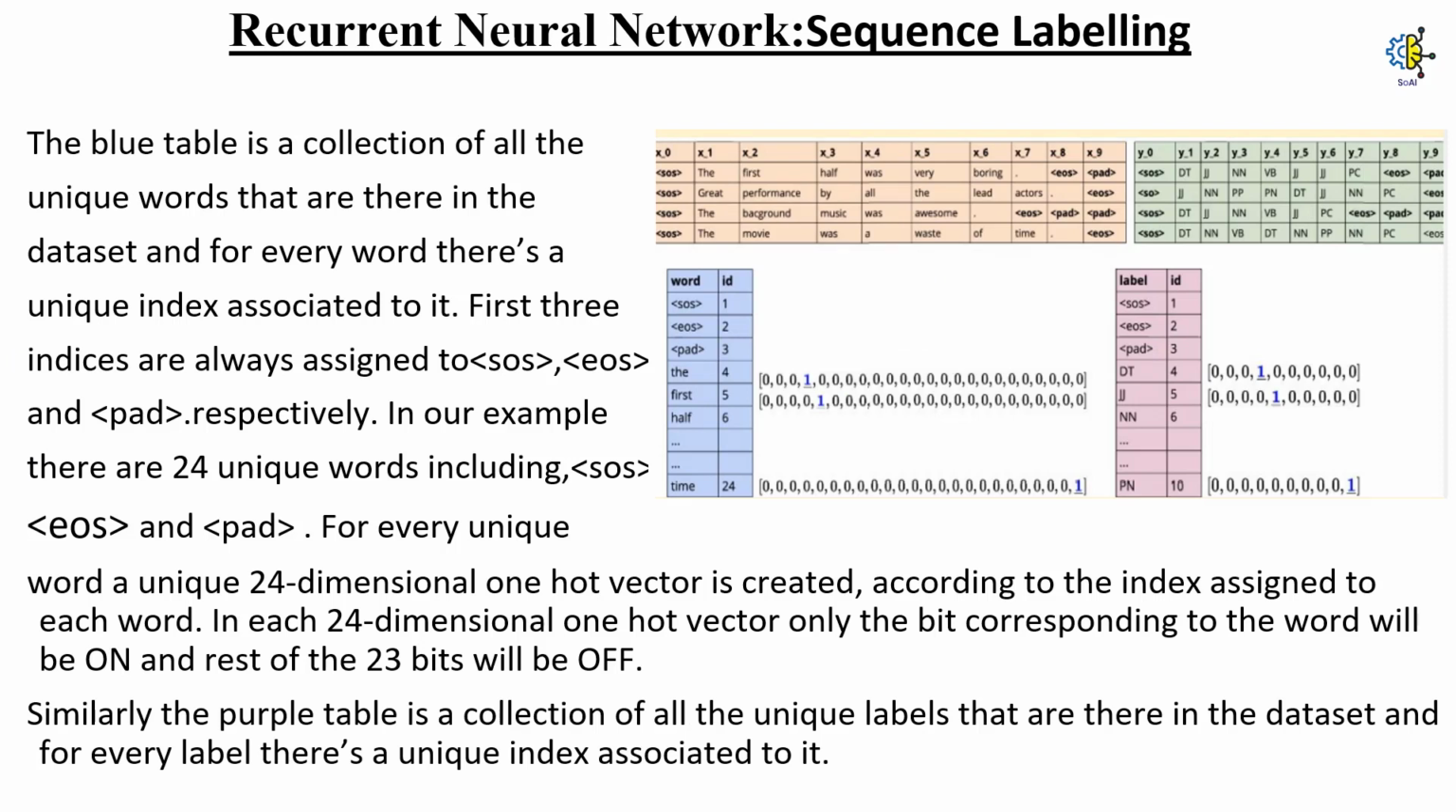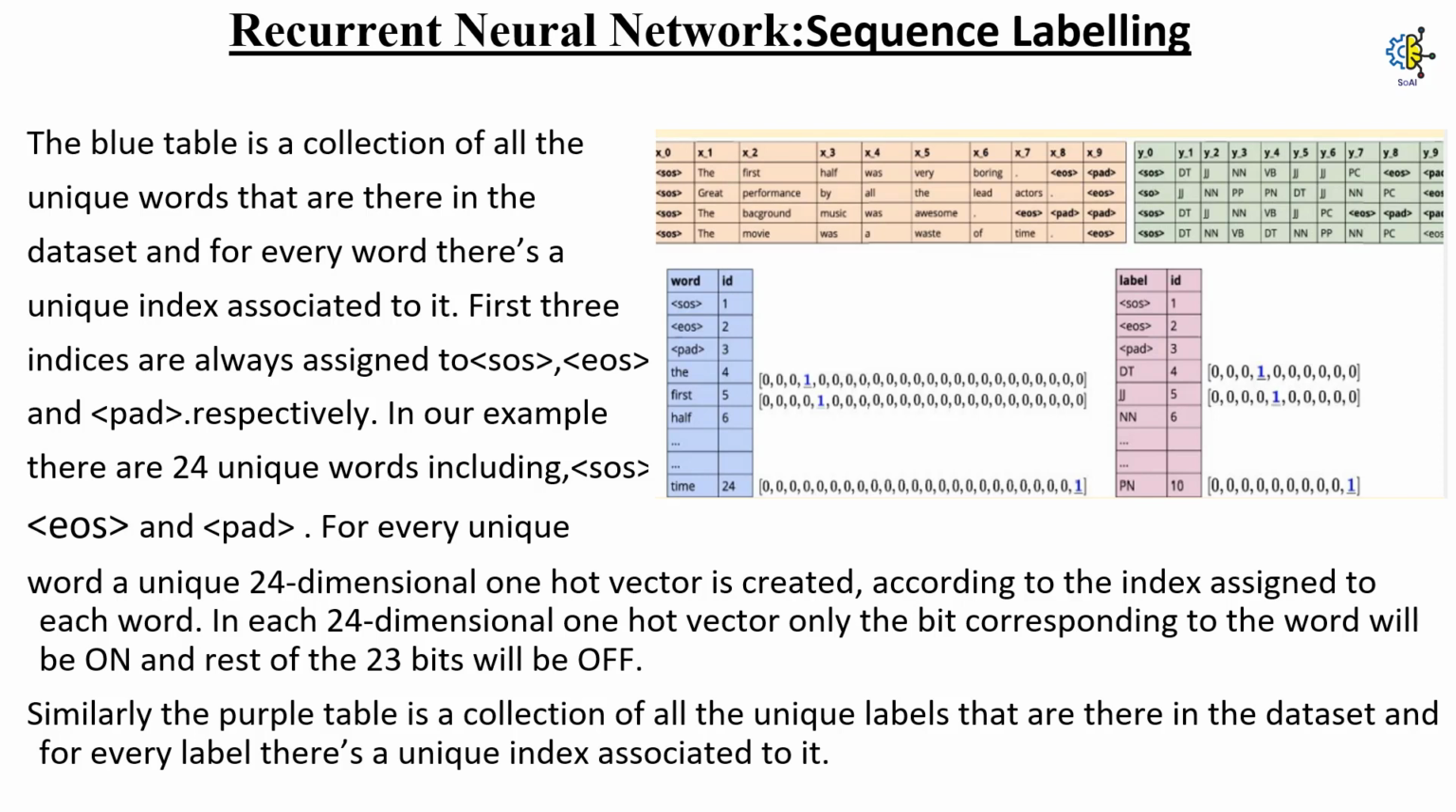The blue table is a collection of all the unique words that are there in the dataset, and for every word there is a unique index associated to it. First three indices are always assigned to SOS, EOS and pad respectively. In our example, there are 24 unique words including SOS, EOS and pad.